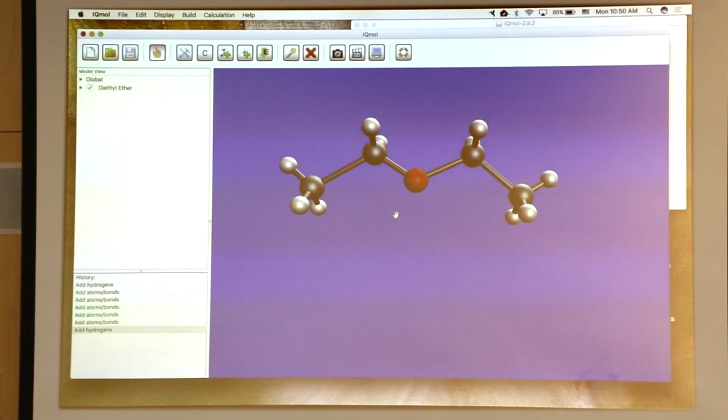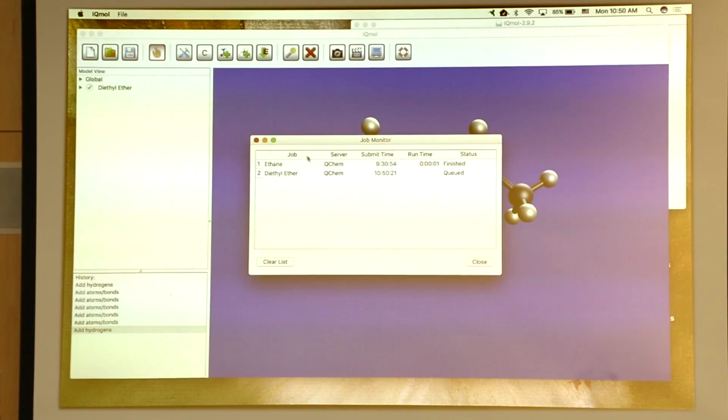And then in the back, now it doesn't appear to be doing anything. In the background, it is doing something. I think this will finish in just a few seconds, but if you get concerned that the job might not be running or something might have happened, you can go over to the job monitor. Ethane, that was the job that I ran this morning to make sure that it works. Diethyl ether, which is the one we just submitted at 10:50 and 21 seconds. There we go, it's been running for 4 seconds.